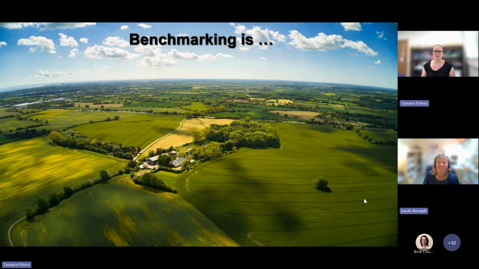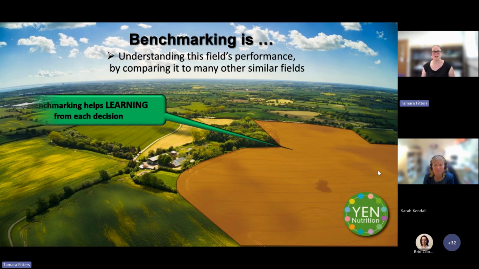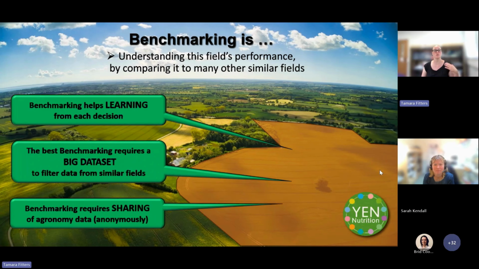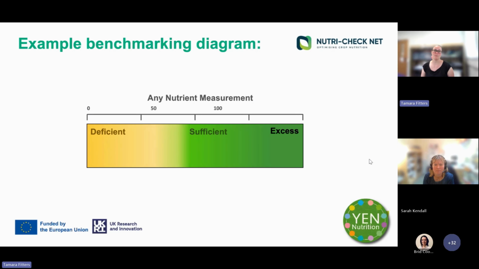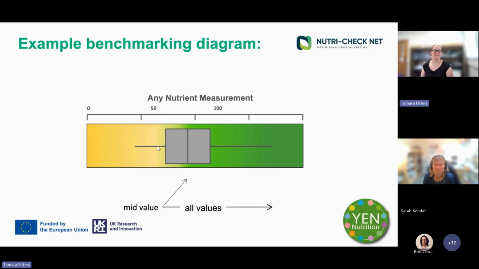Okay, thank you. Yep. So when we look at the benchmarking, we are trying to understand what the performance in the field is. We are trying to learn from the fields by using big data sets. And important for this is that we share our data. And when we do that, we can make these benchmark diagrams, as I've shown before, where you've got a potential critical value that you know. You have your data set with all the values, your middle 50% here, and your value that's there, and you can compare against other values.